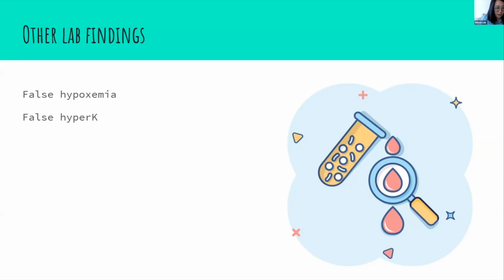So the reason for this is because in tumor lysis syndrome, you release all the intracellular contents of the cell. So you'll release potassium, and you'll also release phosphorus. And if you give calcium, it will bind the phosphorus.